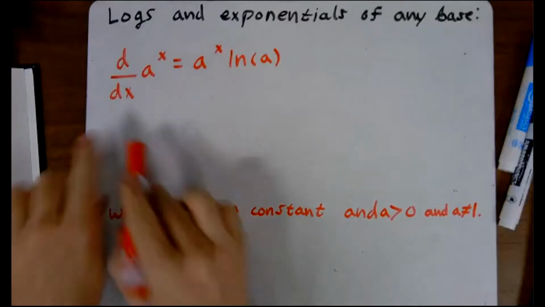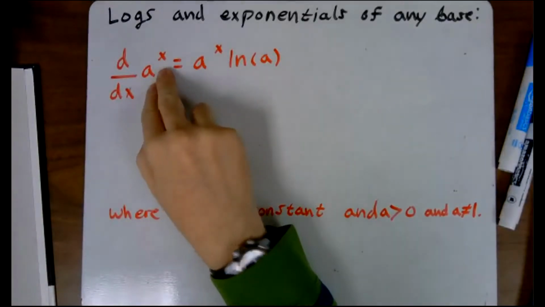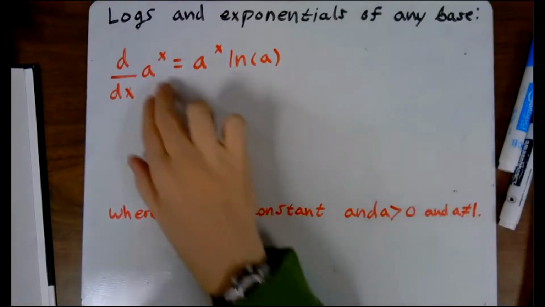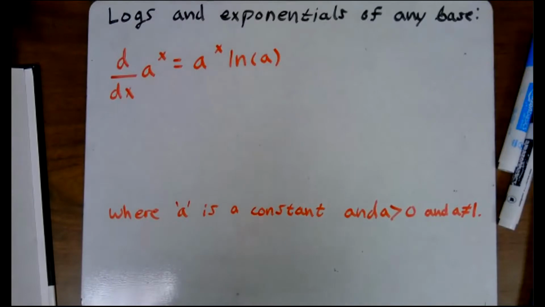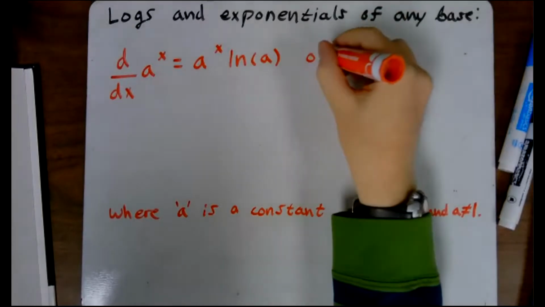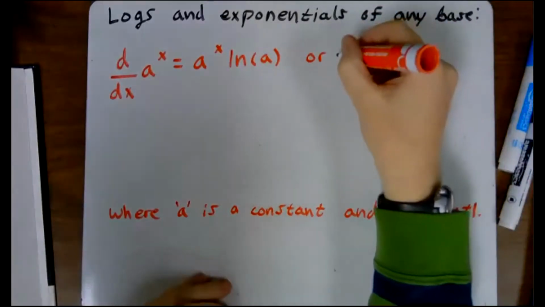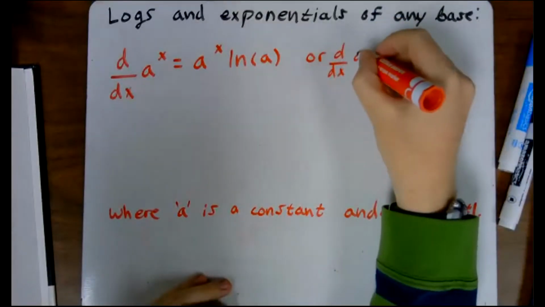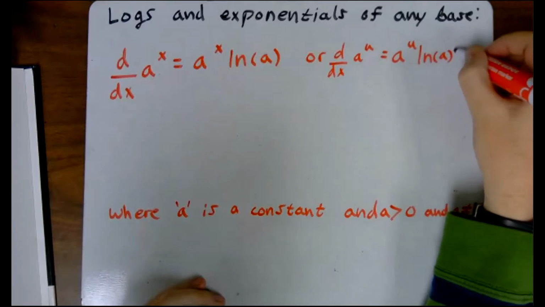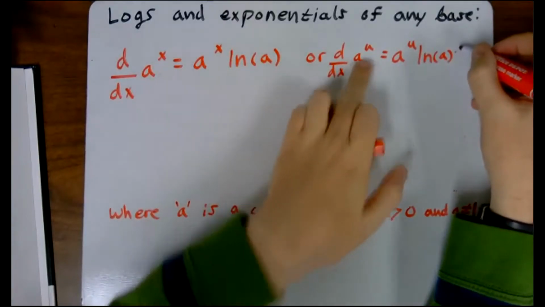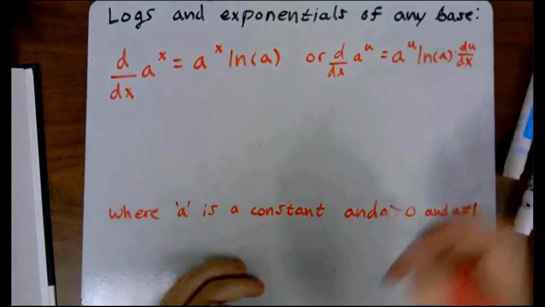Okay. So, pretty straightforward. The derivative of an exponential of any base is the derivative of that exponential times the natural log of the base. It's not really dramatically more complicated than e to the x. You just need to multiply by natural log of the base when you're done. And of course, we could also write it with the chain rule built in. The derivative of a to the u is equal to a to the u times the natural log of a times the derivative of the inside. Pretty straightforward, really.